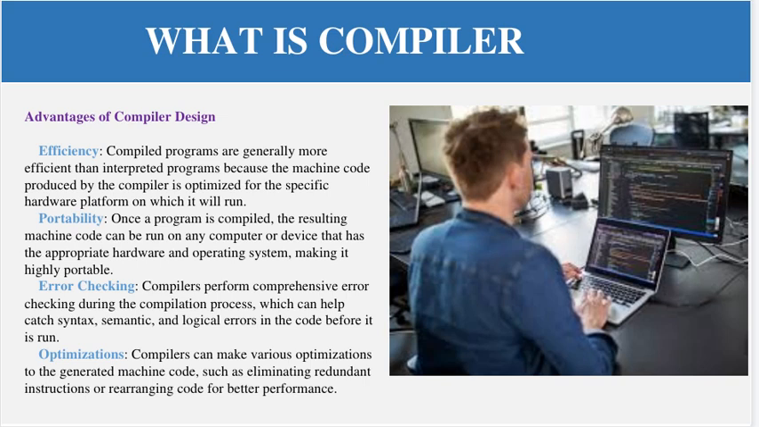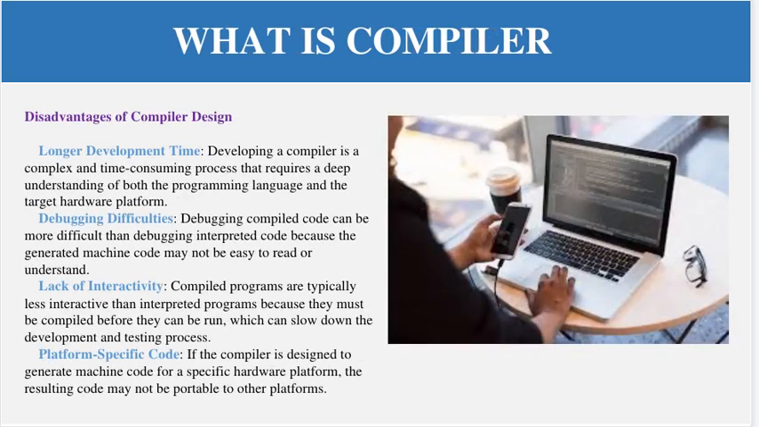Optimization is another advantage. That means the compiler can make various optimizations to the generated machine code, such as eliminating redundant instructions or rearranging code for better performance. So optimization is also a very big advantage of the compiler.